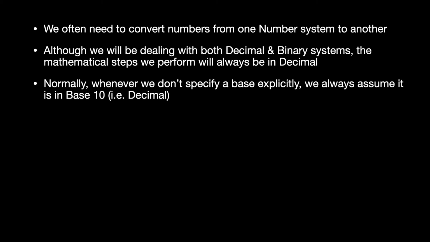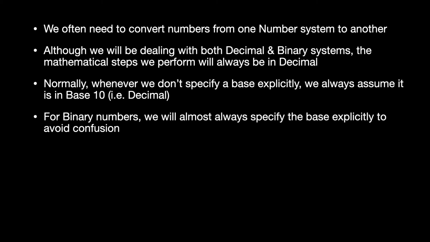Normally, whenever we don't specify a base explicitly, we always assume it to be base 10, that is decimal. For binary numbers, we will almost always specify the base explicitly to avoid confusion. Now, before we start with decimal to binary conversion, we will just try to recap our understanding of division.